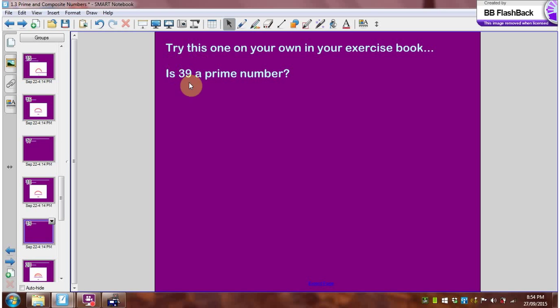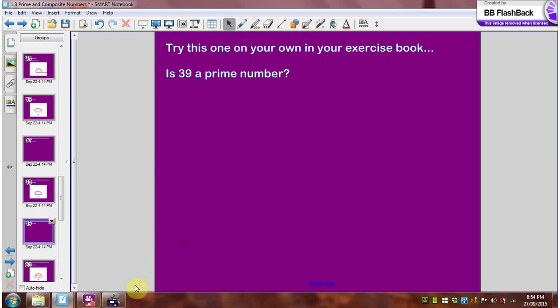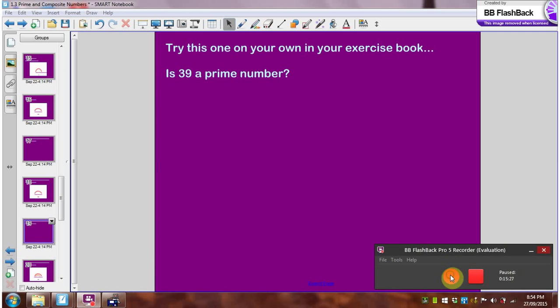Okay, try this one and try it on your own. Is 39 a prime number? Okay, so pause the video, write down your instructions, and give that one a try. If you're having trouble, ask a friend, ask me for help if I'm available, and when you're ready, come on back and we'll check over the answer.